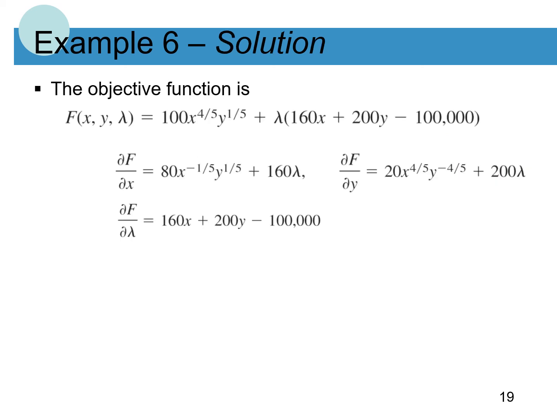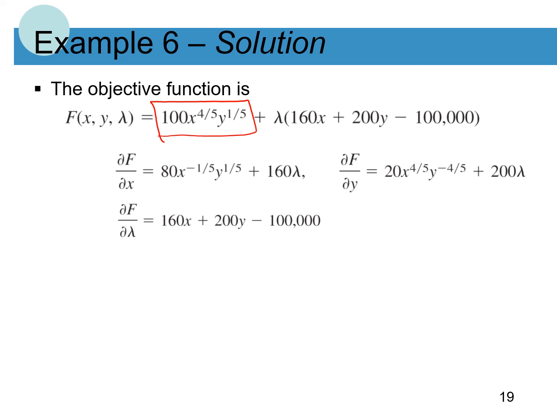Therefore, the objective function for this problem can be set up as f of x, y, lambda, that is equal to 100x to the power 4/5 y to the power 1/5, which is given by the objective function in the question, plus the constraint function, lambda times (160x plus 200y minus 100,000). Then we differentiate this function.